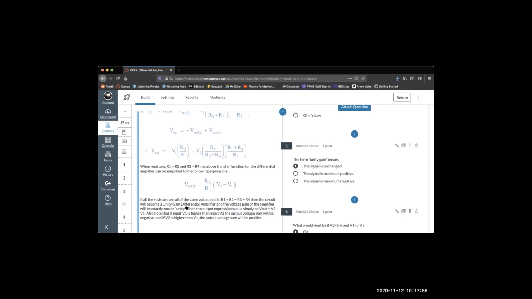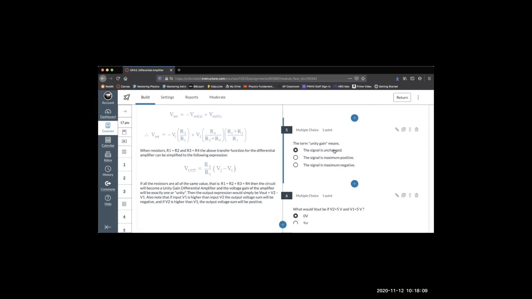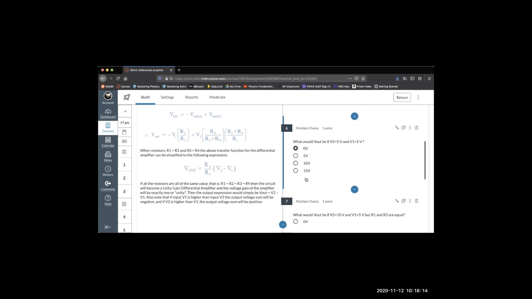Will become unity gain differential amplifier if all the resistors are the same. Then the output expression would simply be V out equals V2 minus V1. And it doesn't really say that the signals won't be changed, but the signal is unchanged at unity gain. So maybe that was a question that you dropped. We picked that one up now.